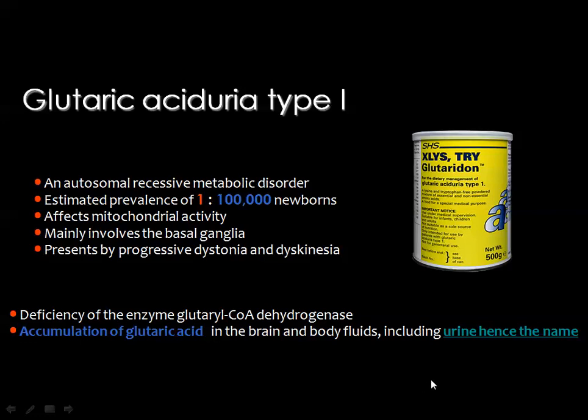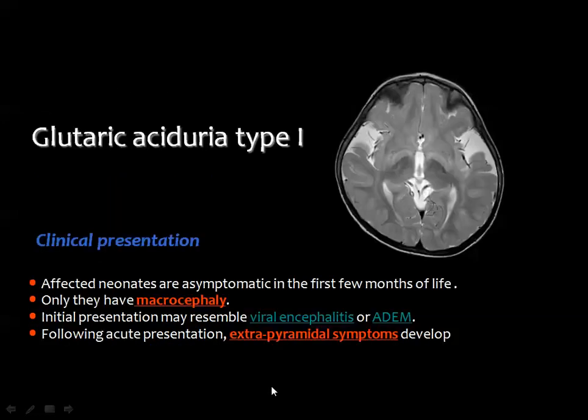The fourth type of this group is the glutaric aciduria type 1, which is also an autosomal recessive disorder of a rare incidence, as you can see, and it affects the mitochondrial activity due to deficiency of an enzyme, which will lead to accumulation of glutaric acid in the brain and the body fluids, including urine, and hence the name glutaric aciduria. These patients will appear asymptomatic early in the neonatal life, but they may have some macrocephaly, and the initial presentation of the disease may resemble the viral encephalitis or the acute demyelinating encephalomyelitis, and this will be followed by extrapyramidal symptoms.